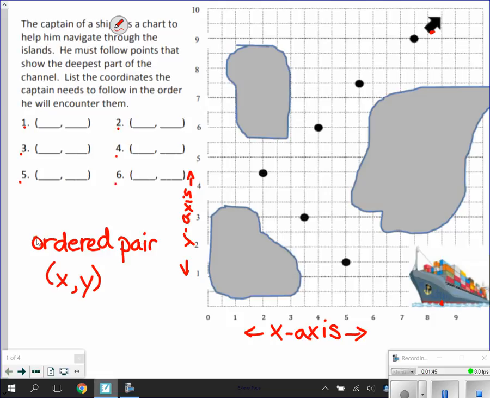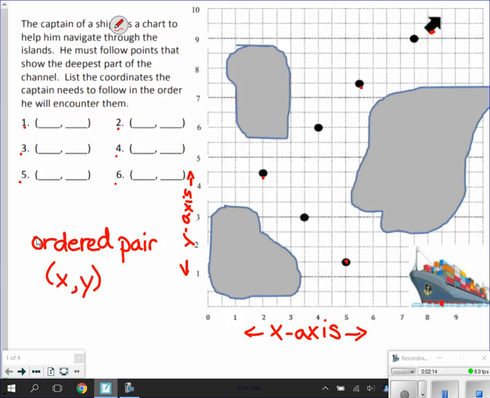So I want you to think about what would be the very first point, or ordered pair, or coordinate pair, that he would get to. So would it be this one right here? Would that be where he would get to? Would it be this one right here? I'm hoping you're saying no. It should be this one right here.